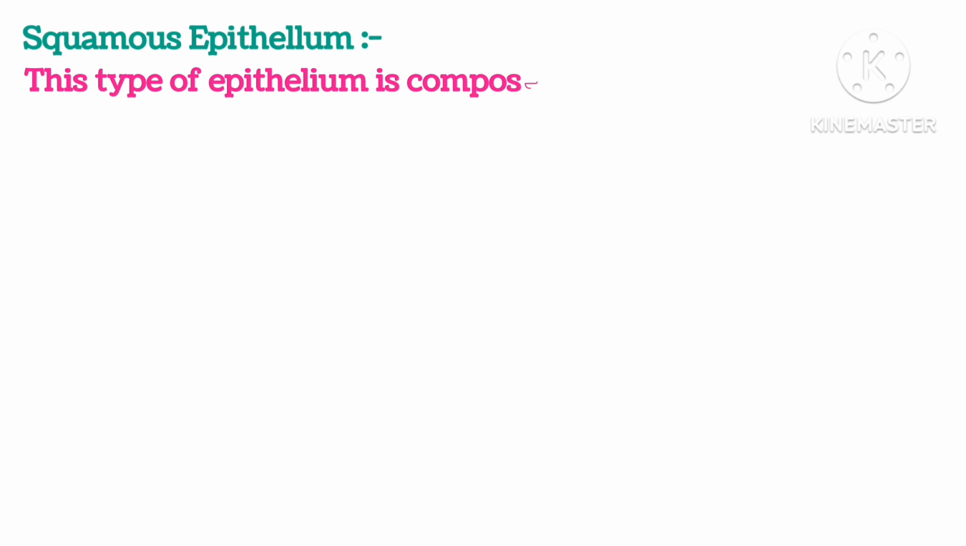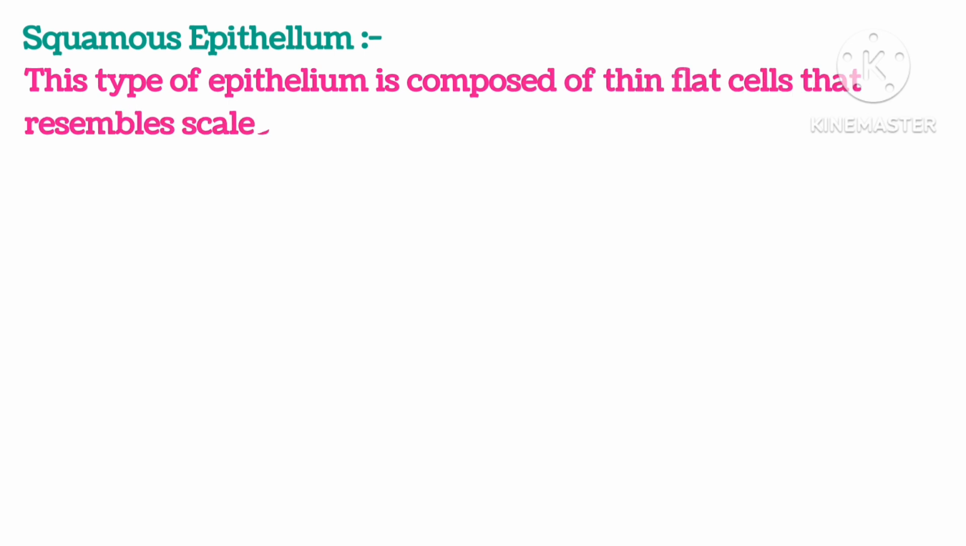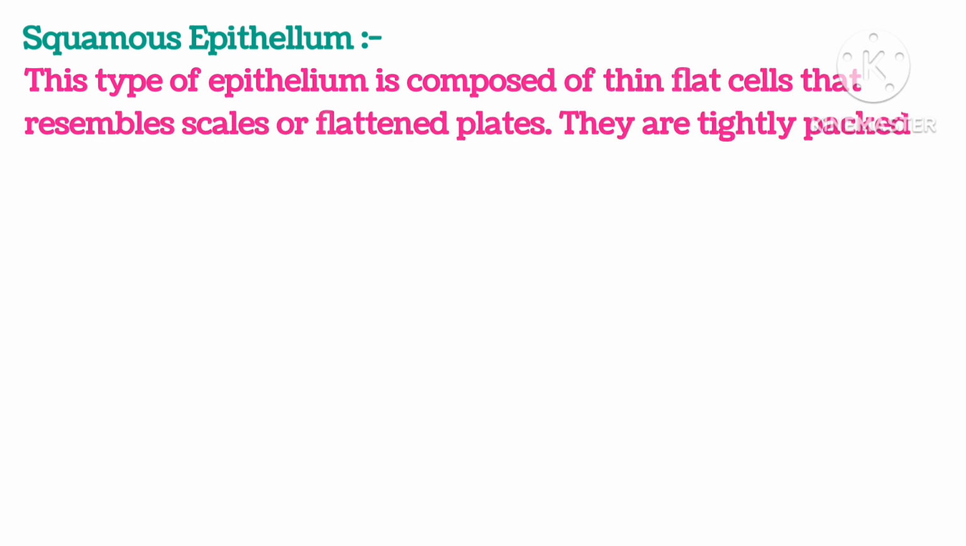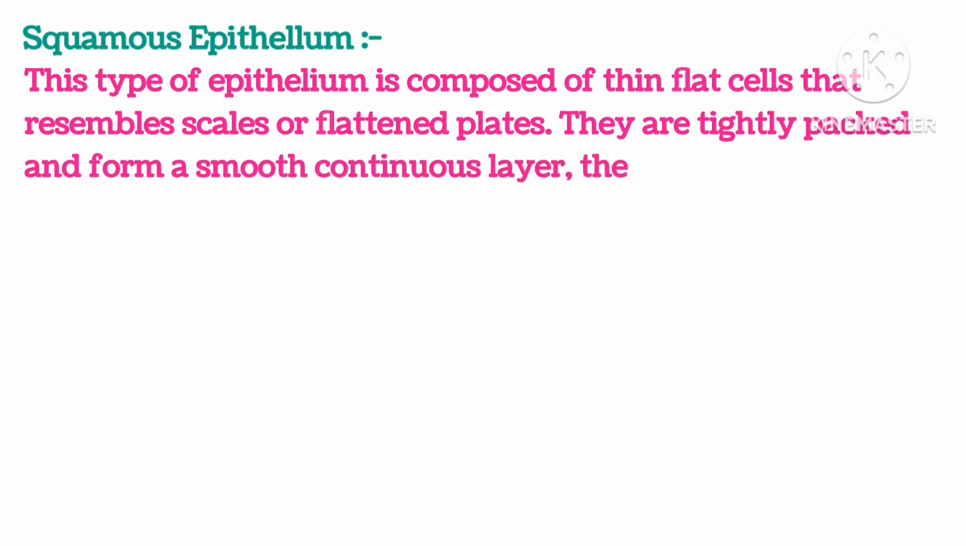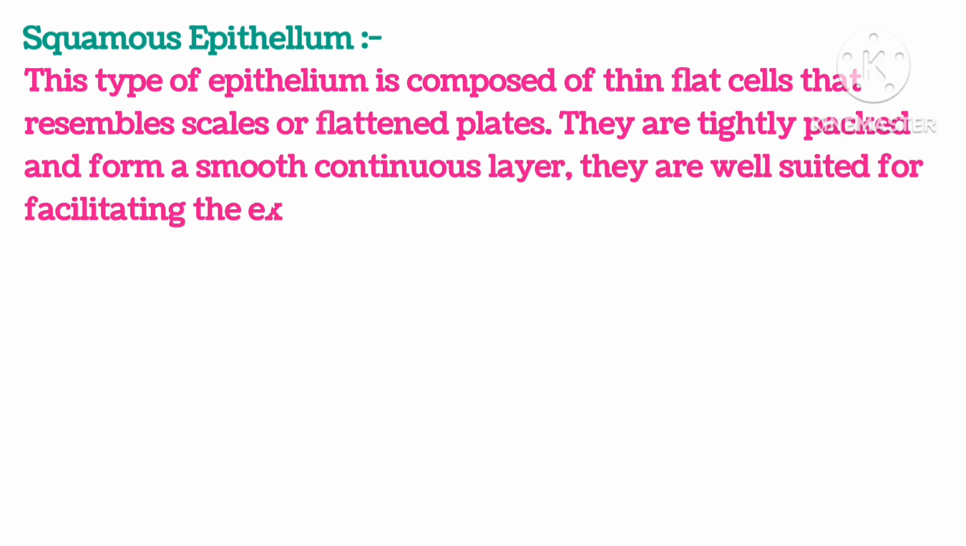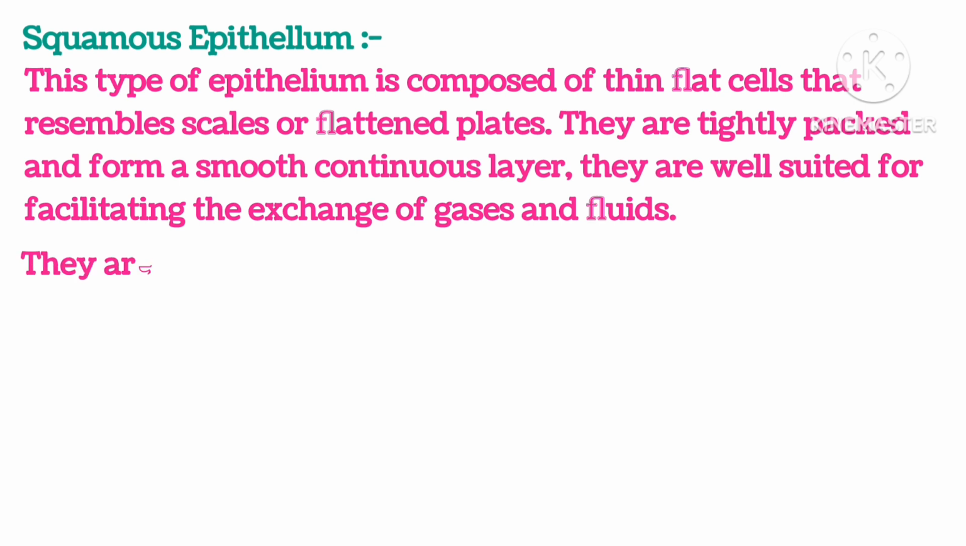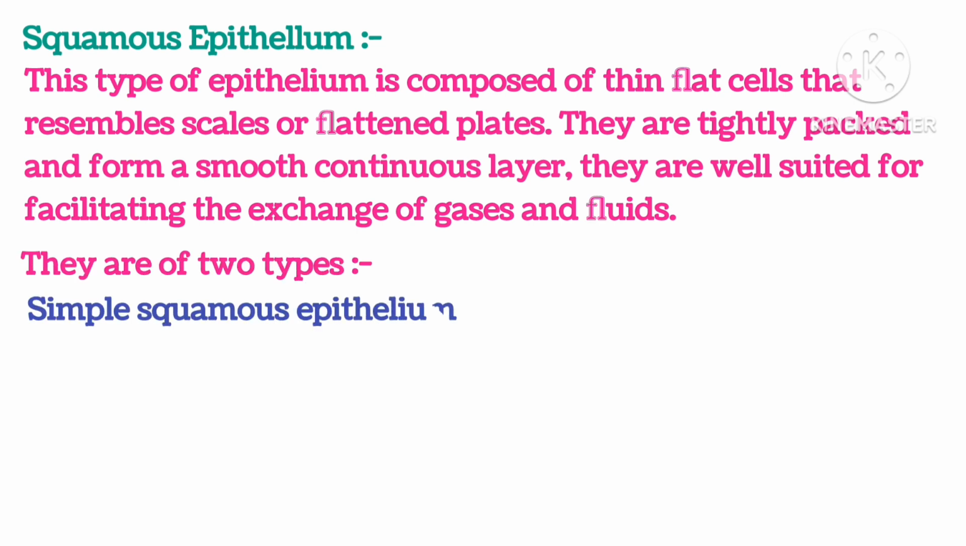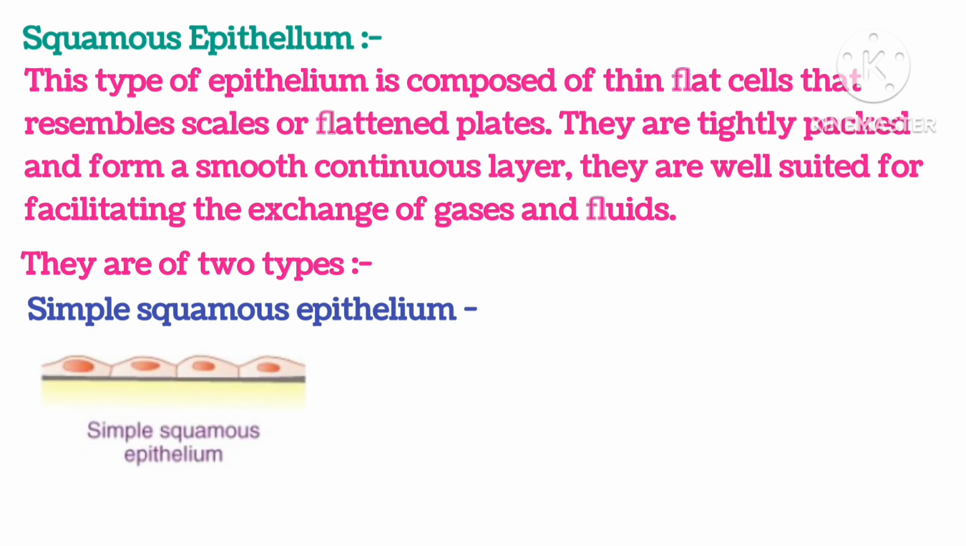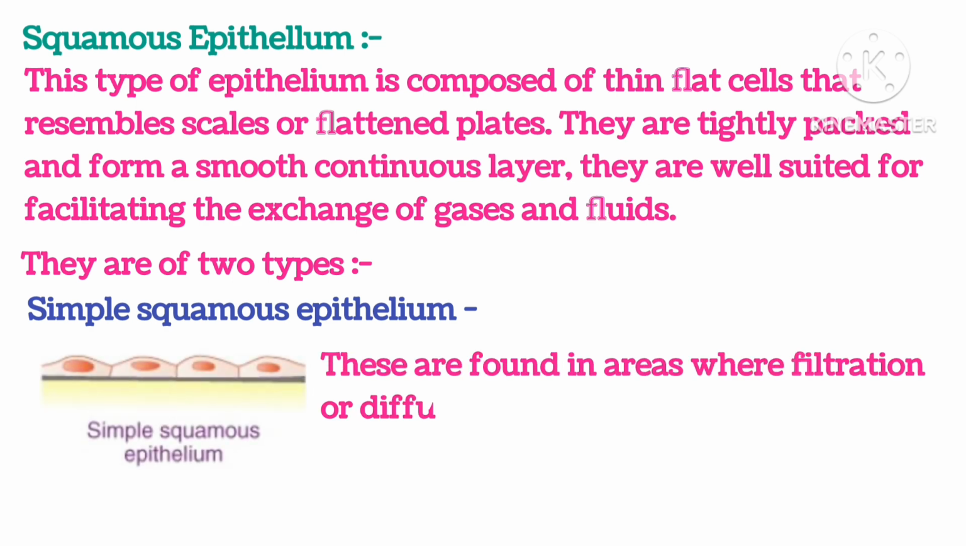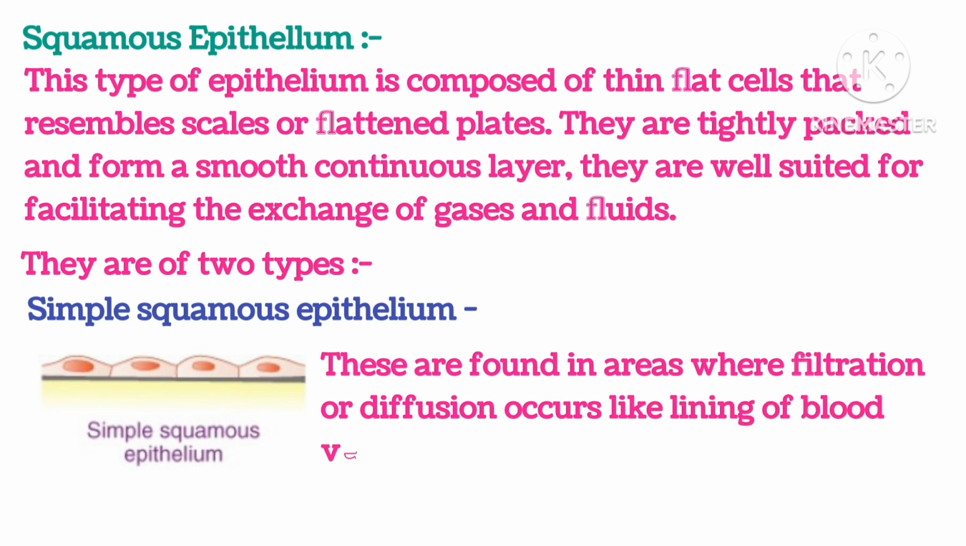First is the squamous epithelium. This type of epithelium is composed of thin flat cells that resemble scales or flattened plates. They are tightly packed and form a smooth continuous layer. They are well suited for facilitating the exchange of gases and fluids. They are of two types, simple squamous epithelium. They are found in areas where filtration or diffusion occurs, like the lining of blood vessels and air sacs in the lungs.